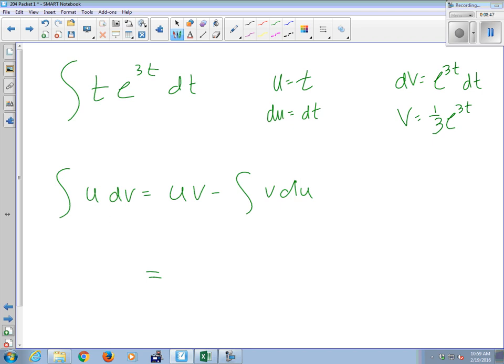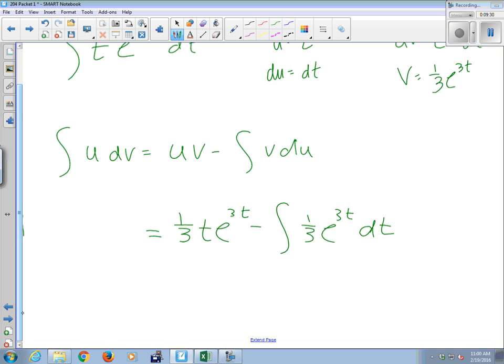All right, so u times v, this becomes 1/3 t e to the 3t minus the integral of v times du, so that's just v dt. So I have 1/3 e to the 3t dt. So just plugging into my formula, u times v minus integral of v du. So the whole idea of using by parts is that it takes a complicated looking integral and breaks it down. You still have an integral left, but now it's an easier integral to evaluate.